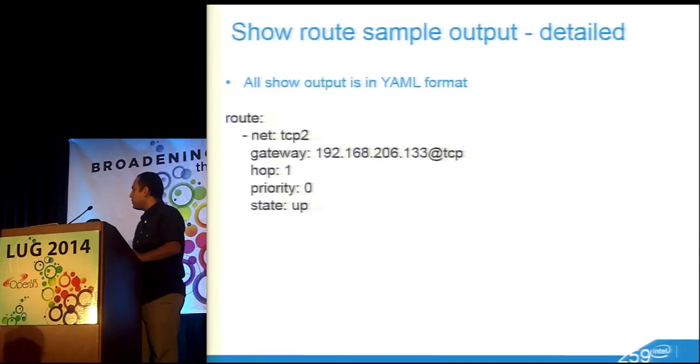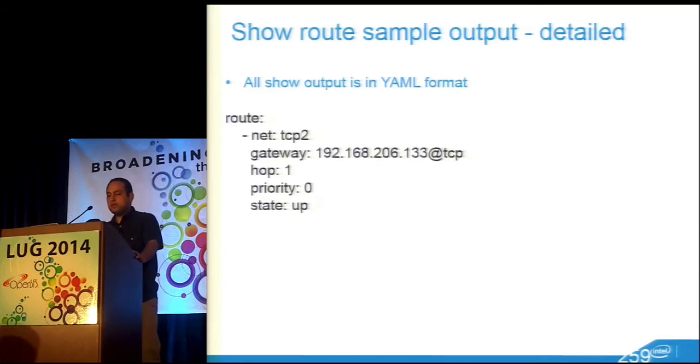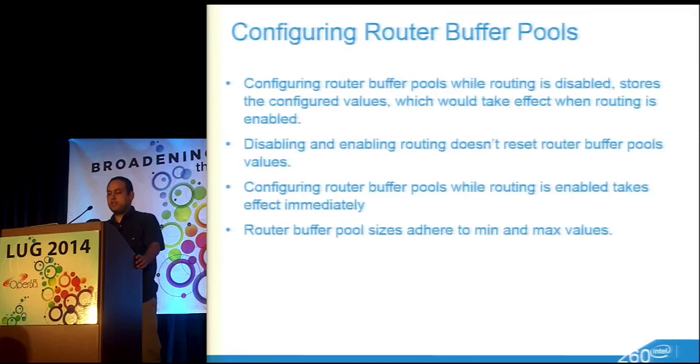Just want to talk quickly about configure buffer pools, just to describe the behavior when you configure a buffer pool. When you set one of the values for the tiny, small, or large buffers, if you don't have routing enabled at this point, the values get stored, and when you enable routing, the values get picked up automatically. If you disable and enable routing, it doesn't reset the values. It maintains whatever value you had specified previously.